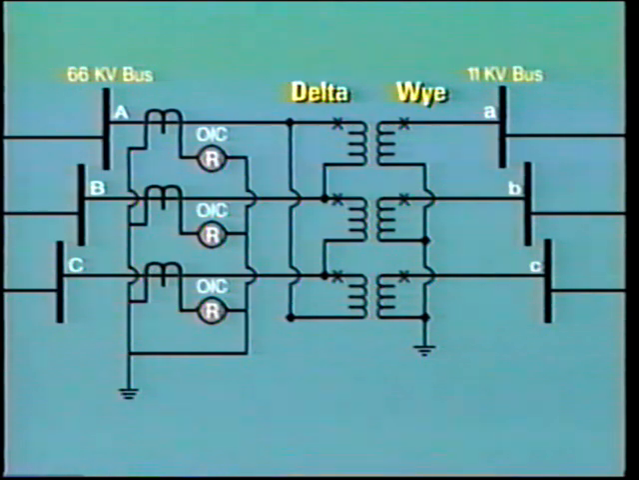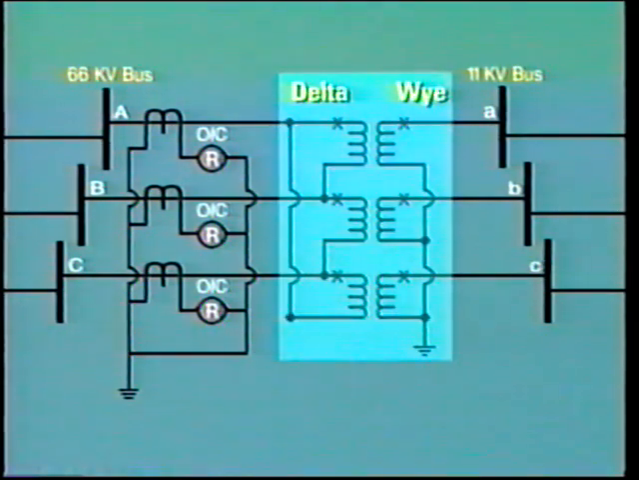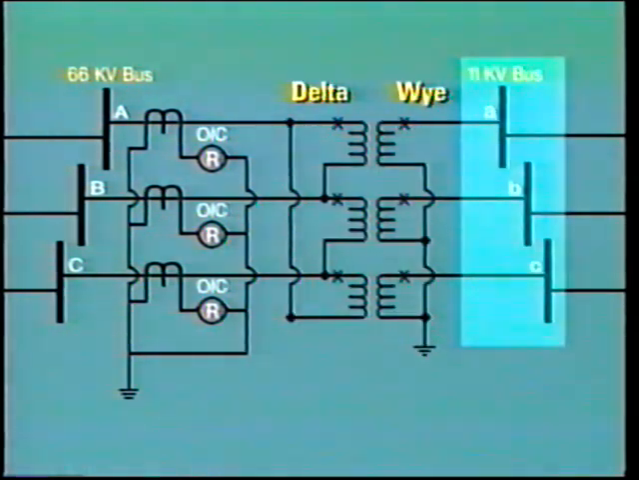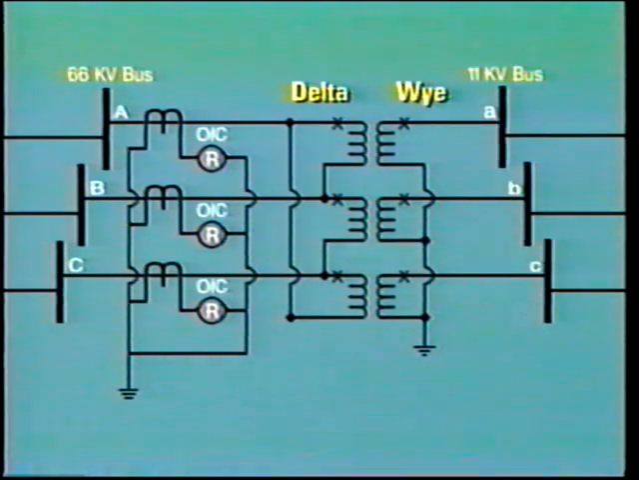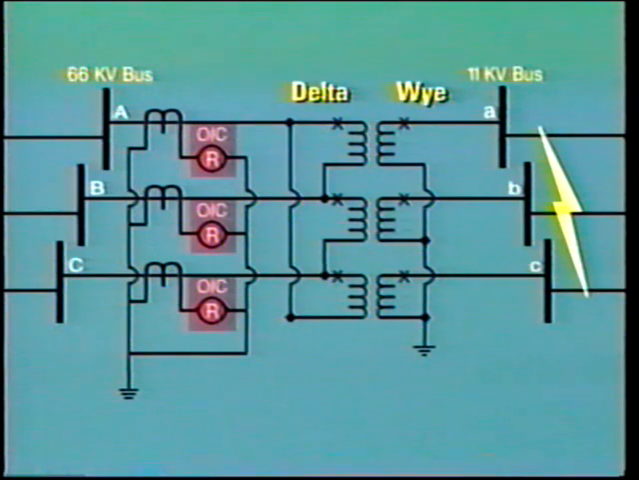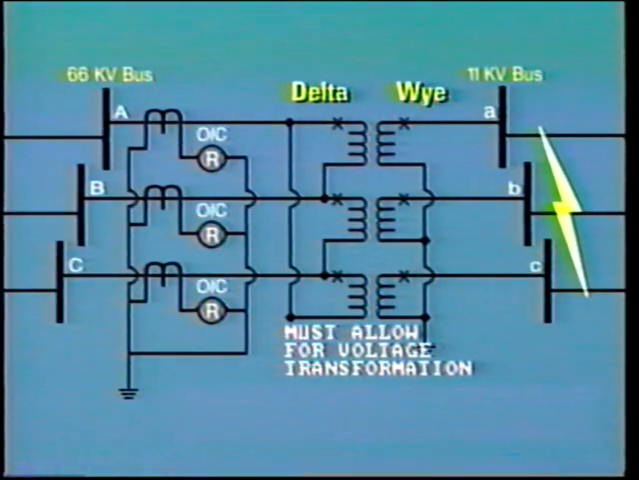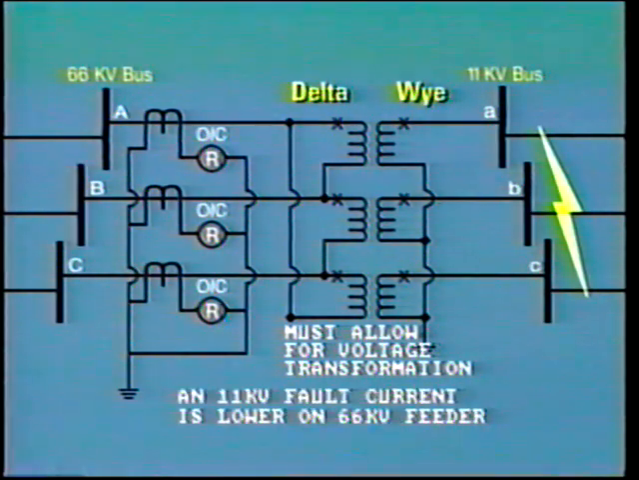But look, this particular feeder supplies, through a transformer, an 11 kV bus at the load end. If we need these overcurrent relays to protect for faults on the 11 kV system, we must obviously allow for the voltage transformation. That is because a fault current on the 11 kV system will be represented by a lower value on the 66 kV feeder.